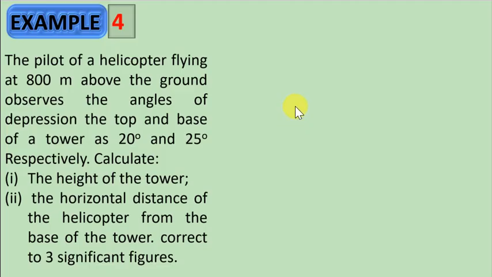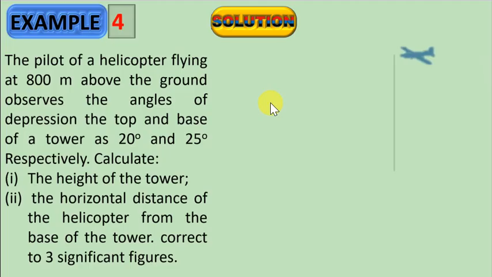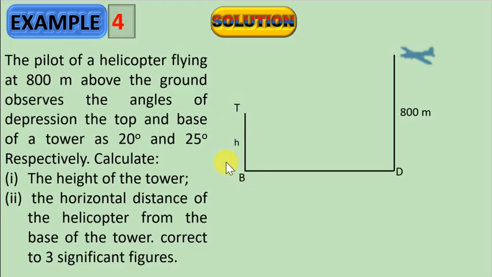As usual, you already know that the first step is to make a sketch of this diagram, because there's no point wasting your time solving the problem and not earning any mark in an external exam because you did not draw the diagram. So let's sketch the diagram. We have the helicopter flying at a height of 800 meters. Then we have the horizontal distance of the tower. This is the top of the tower and this is the base of the tower. Therefore, the height of the tower is represented as h. Remember, you can use any letter of your choice.